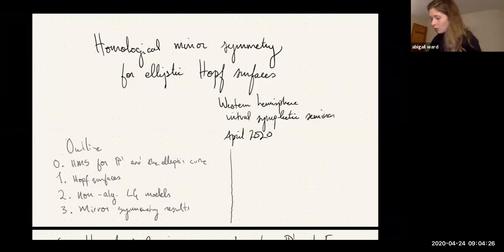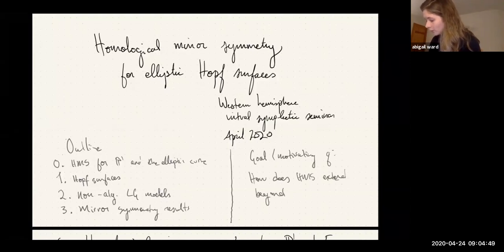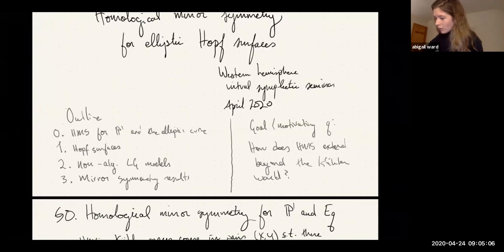So the goal, or maybe a motivating question, is how does HMS extend beyond the world of Kähler manifolds? For what spaces can we find mirrors?